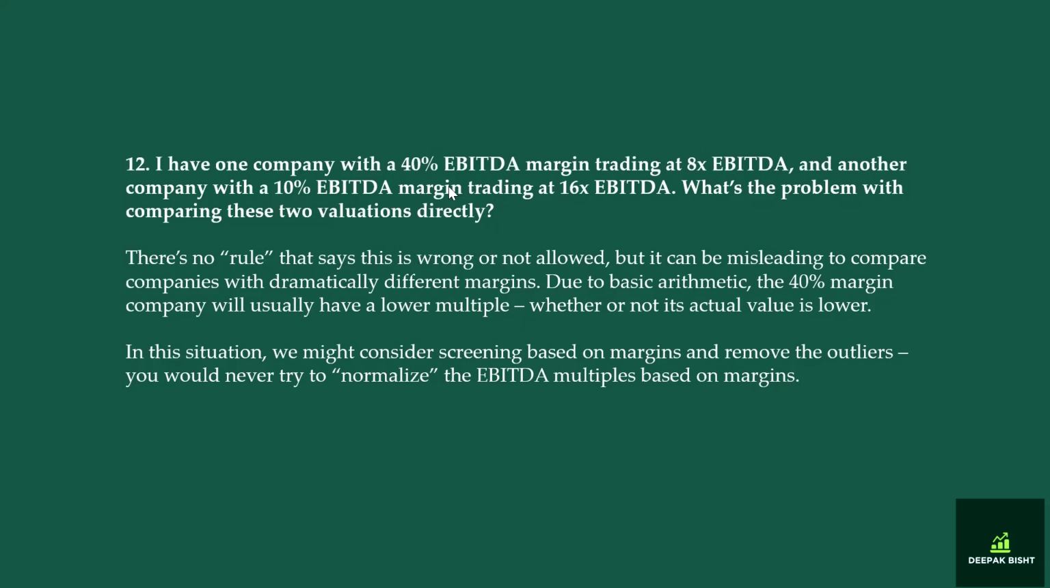And why the multiple difference might be justified, non-anomalous: a 10% margin company trades at 16x, which at first glance seems expensive compared to the one at 8 times EBITDA. But if it has weaker margins, a high cost structure, more reinvestment needed, or risk of margin compression, so the investor may require a higher multiple here to compensate for operational risk and expected growth.